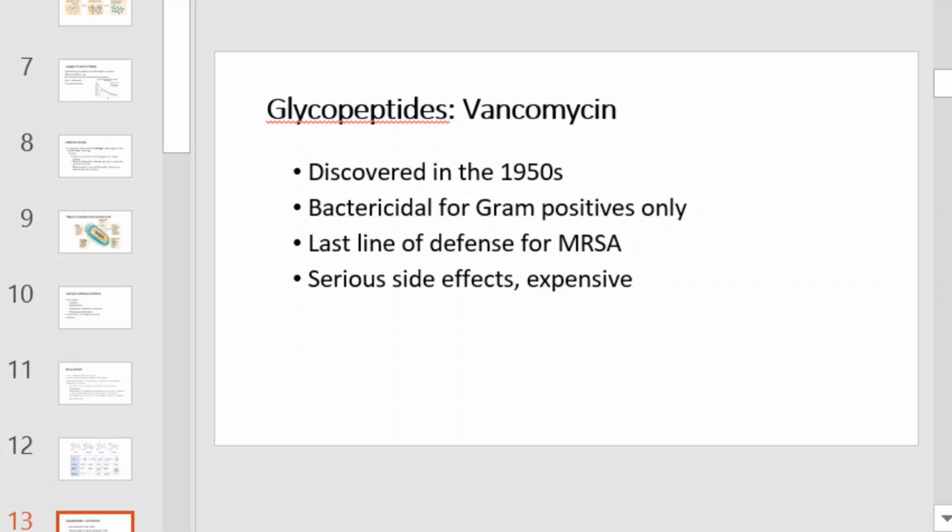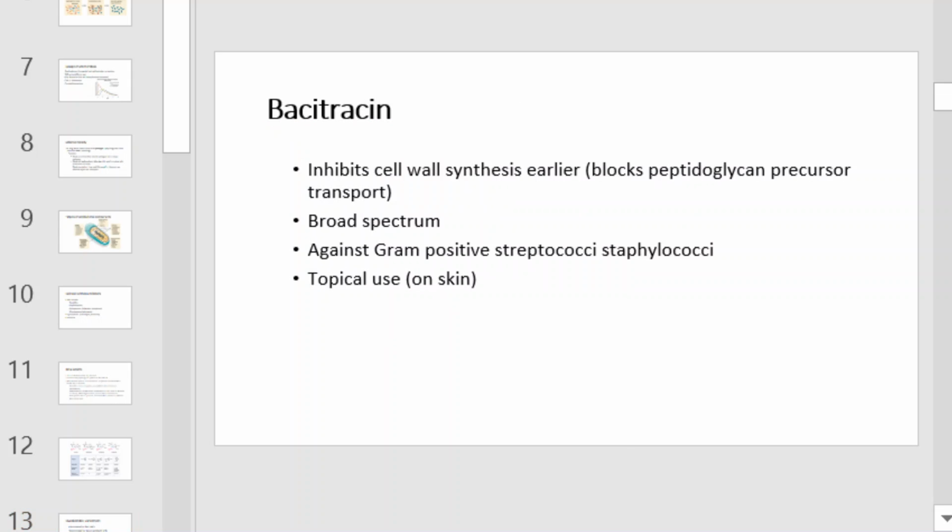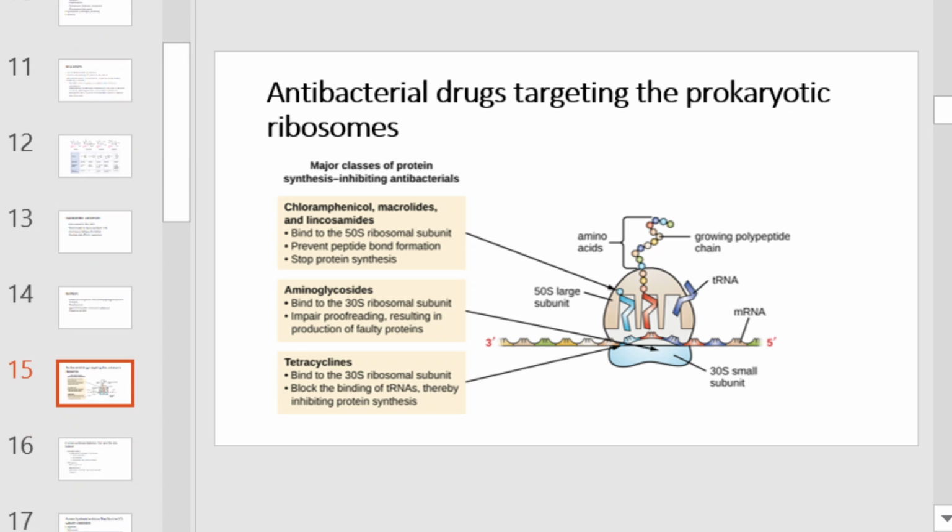Glycopeptides. An example of a glycopeptide is vancomycin. It was discovered in the 1950s and is bactericidal for gram-positive cells only. It is considered our last line of defense for MRSA because it has serious side effects and is expensive. Its use is restricted. Bacitracin inhibits cell wall synthesis in its early stages, is broad spectrum, and works effectively against gram-positive streptococci and staphylococci. It's a topical agent, typically used on skin.